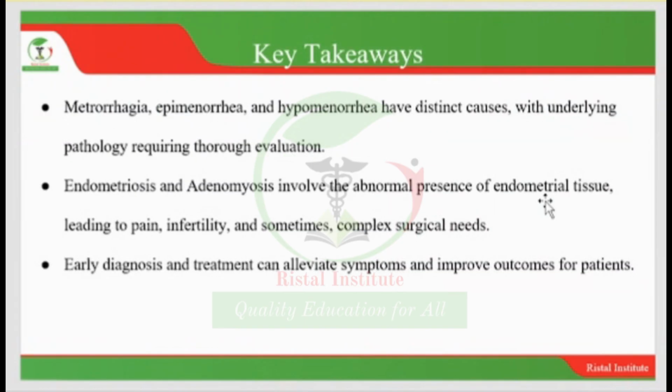So key things that we need to note: metrorrhagia, epimenorrhea, and hypomenorrhea have distinct causes with underlying pathology requiring thorough evaluation. Endometriosis and adenomyosis involve the abnormal presence of endometrial tissue, leading to pain, infertility, and sometimes complex surgical needs. Early diagnosis and treatment can alleviate symptoms and improve outcomes for patients.